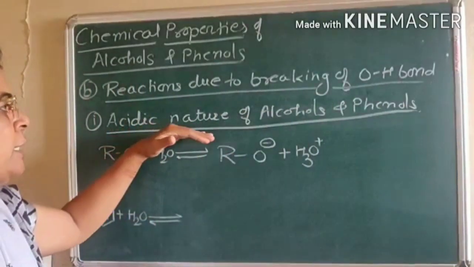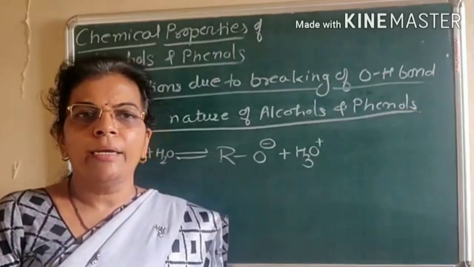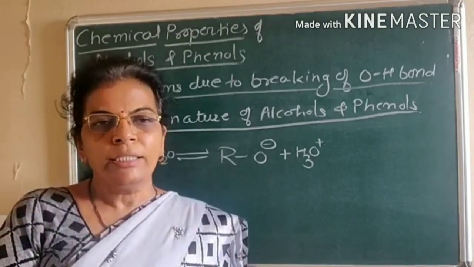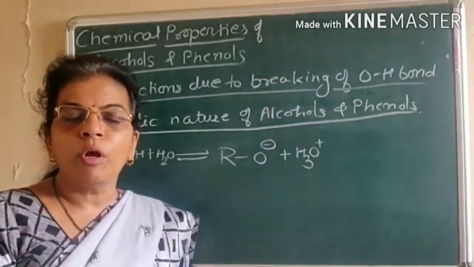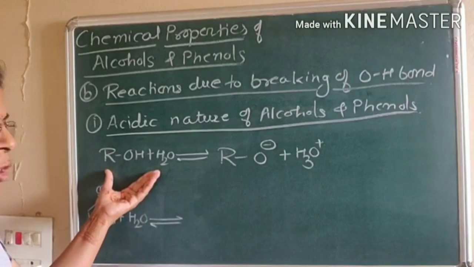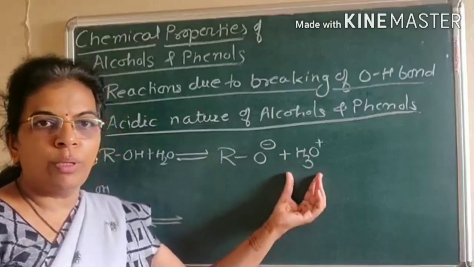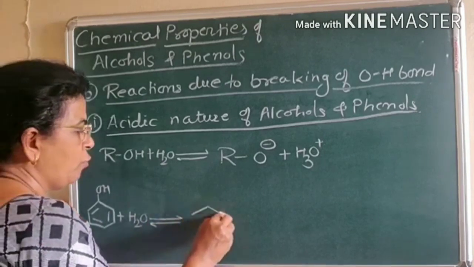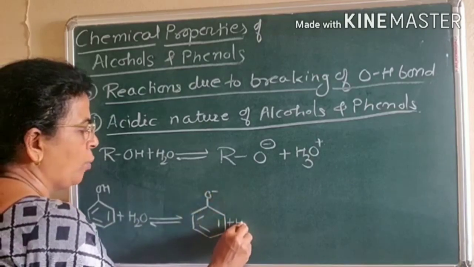First we are going to see the acidic nature of alcohols and phenols. In the lab test we saw that alcohols are neutral while phenols show acidic nature. Here we will see this acidic nature by their ionization. When alcohols undergo ionization in water, they form the alkoxide ion, RO- plus H3O+, while when phenol undergoes ionization in water, it forms the phenoxide ion, that is C6H5O- and H3O+.